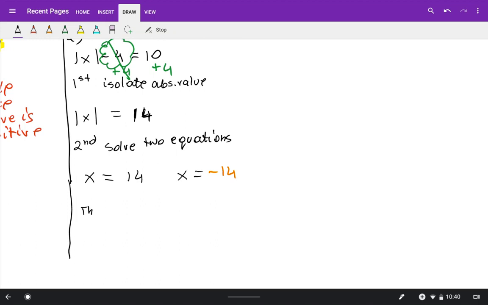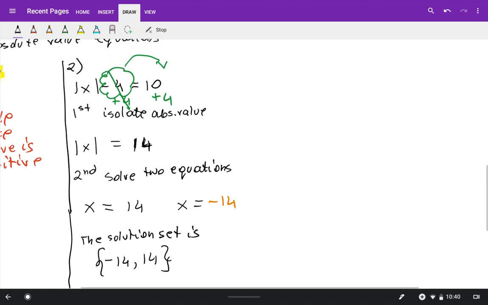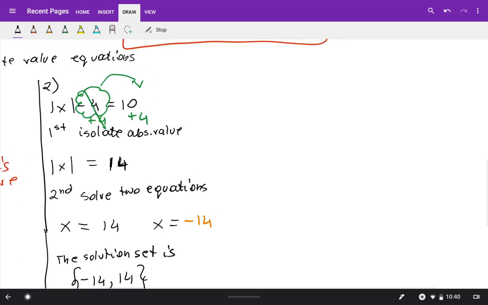The solution set is, and in the parenthesis, we're listing negative 14, 14. Okay. So this equation is true only when x is equal to negative 14 or positive 14. So you're going to see many equations like this.